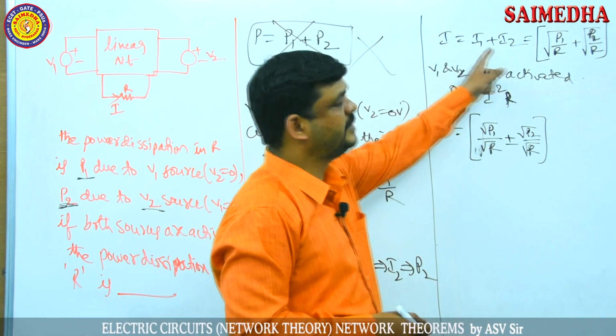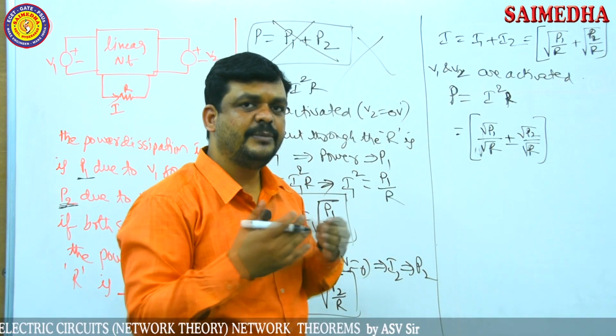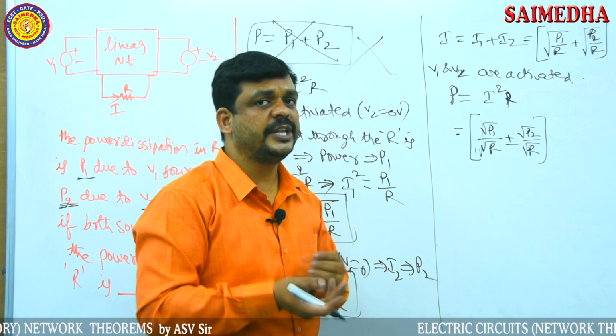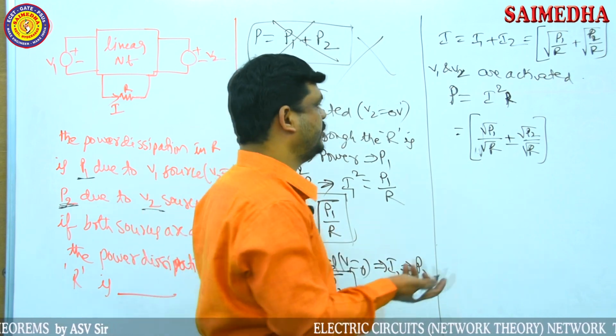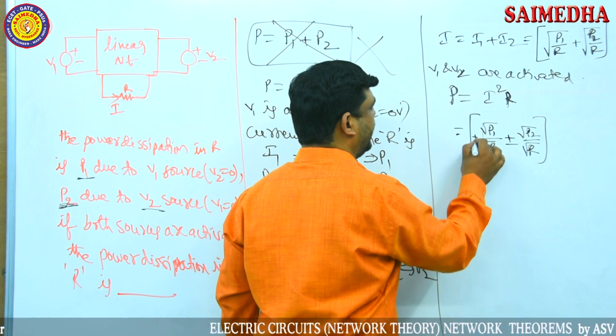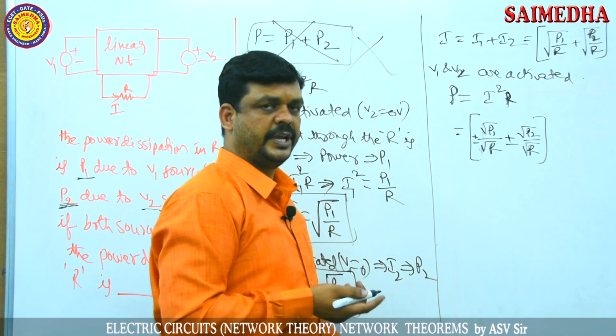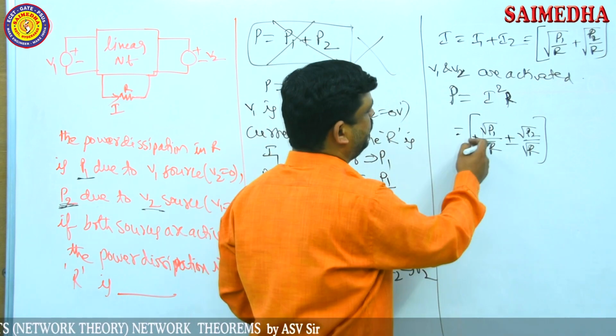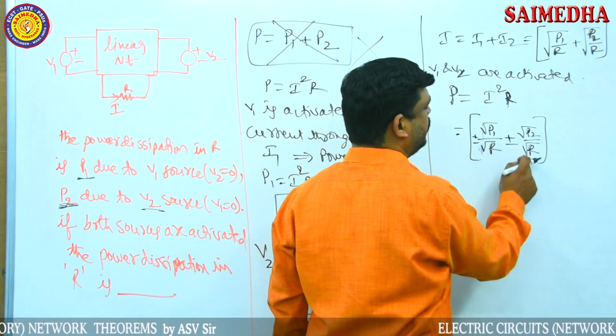Here I wrote I1 plus I2. If both the currents are in the same direction, it performs the addition operation. If the directions are opposite, then it performs the subtraction operation. So here we can write a plus or minus representation. Otherwise we can write with plus only. So root P1 by root R plus or minus root P2 by root R.